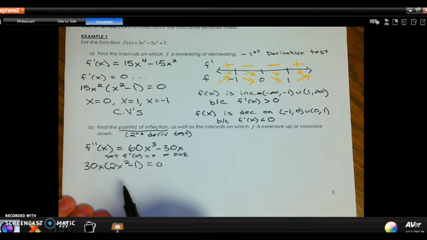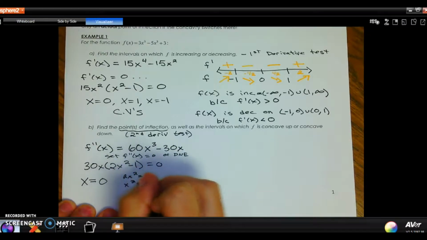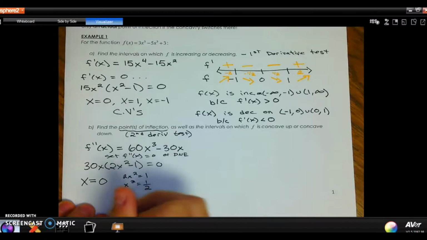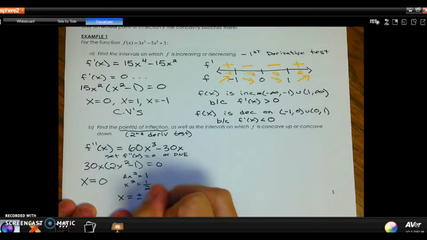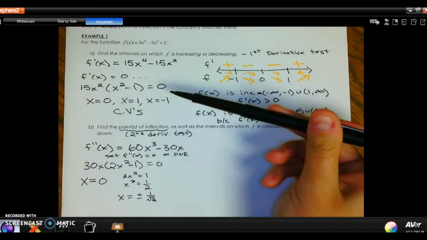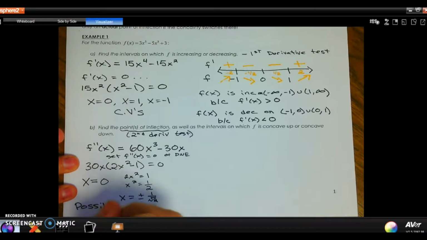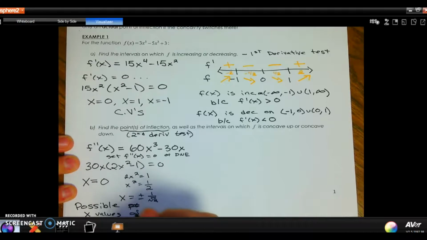So when I set this equal to 0, I get x equals 0. And if I set this piece equal to 0, that'd be 2x squared equals 1. So x squared is a half. So that must mean that x equals plus or minus 1 over the square root of 2. Okay. And just like up here, we called them critical values, okay? Down here, these are your possible, and I definitely want you to underline that word possible, points, or really they're possible x values of inflection.